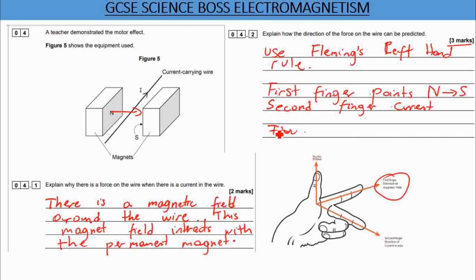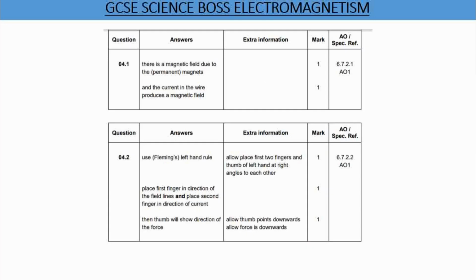Your thumb points downwards. Okay, good. All right, so you can see the thumb will show the direction, the thumb points downwards. Okay, Fleming's left hand will make sure that you've explained that.